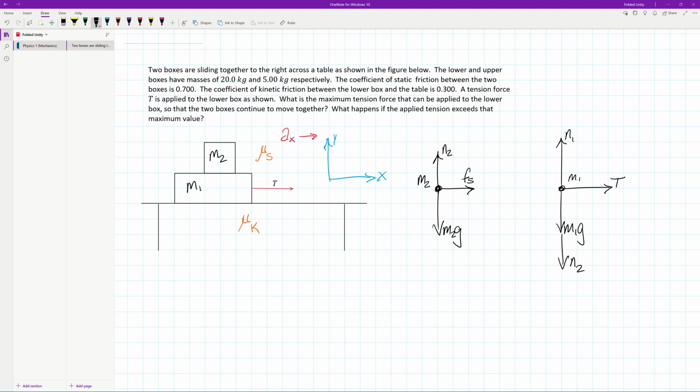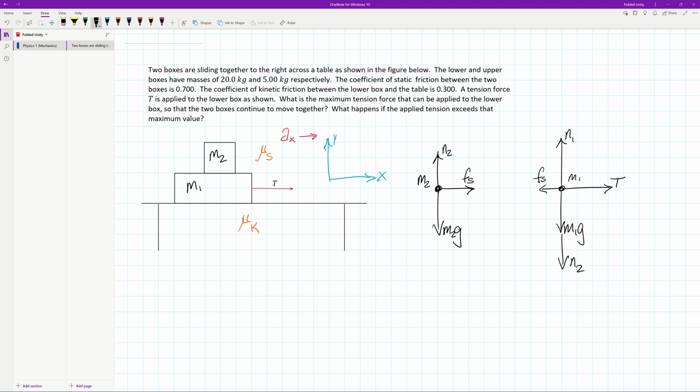Now think about which object is exerting that static friction force on the top block. It has to be coming from the bottom block. So again, Newton's third law, we need to have that static friction force acting back on the bottom block. And this is going to be the step that so many students miss. They're going to forget that action-reaction force back on the bottom block.